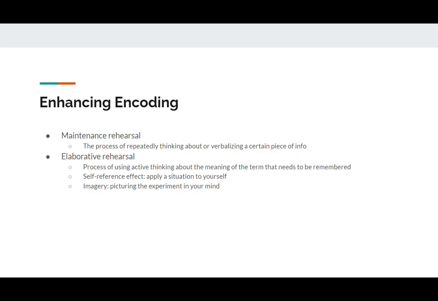There's a self-reference effect. When you apply a situation to yourself, you are more likely to remember what the situation is. For instance, if you are studying for AP psychology and the word sensory adaptation comes across your notes, you could think about where you were experiencing it. Maybe that morning you went outside and smelled the grass, but a few minutes later the smell was gone. This will help you remember the term and makes the memory more durable. Relevant information is processed more deeply and it remains more accessible, so that you can recall it quickly.